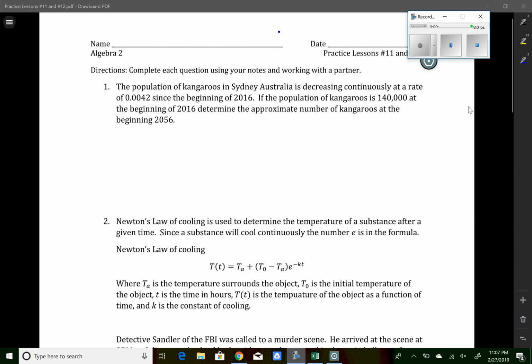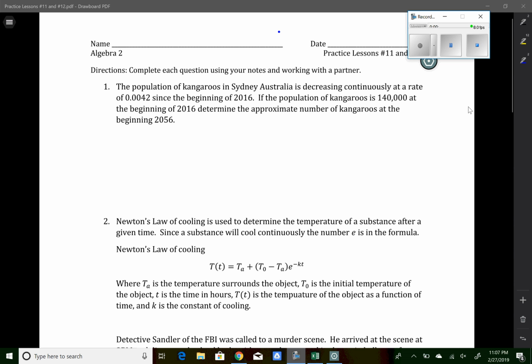But let's take a look at some questions here. So the first question talks about the population of kangaroos in Sydney, Australia is decreasing at a continuous rate of 0.0042. So notice that's a rate, not a percentage, so we can change that if we want to, or we can leave it as is, right? It says the population of kangaroos is 140,000 at the beginning of 2016. Approximately how much is left in 2056?